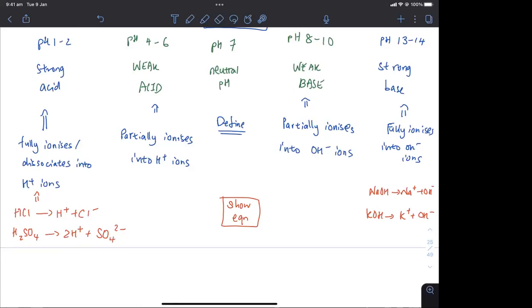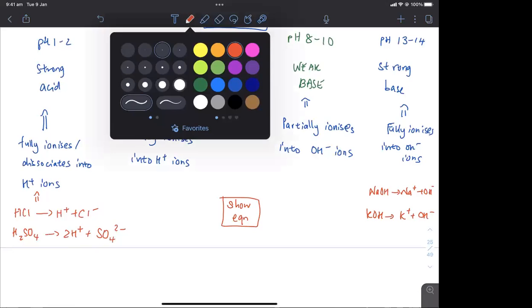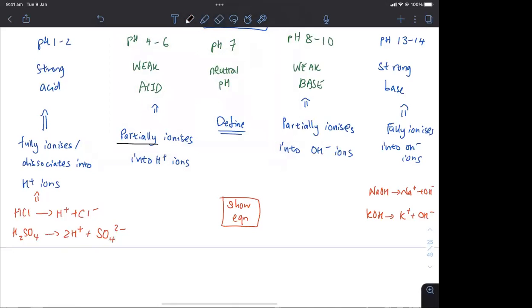Of course, you are dissociating to ions, so your charges on the right have to balance out the total charge on the left. In this case, plus 1 times 2 is plus 2, minus 2 times 1 is minus 2. Overall, no charge there on the left and on the right overall. The problem is this partial dissociation.